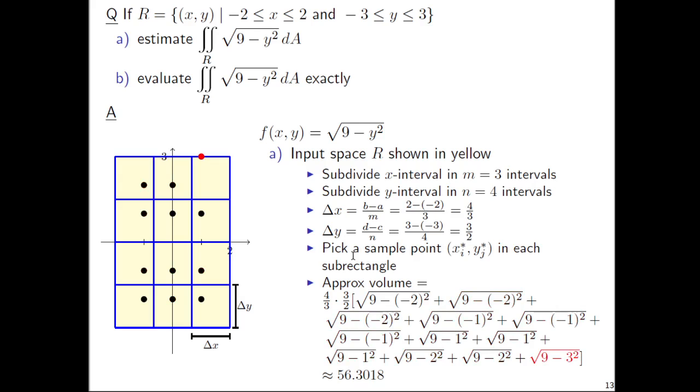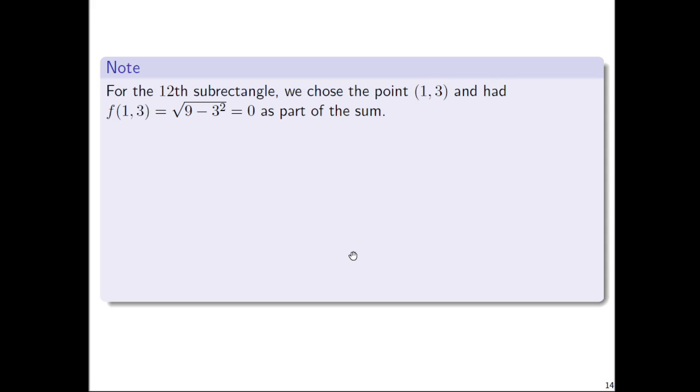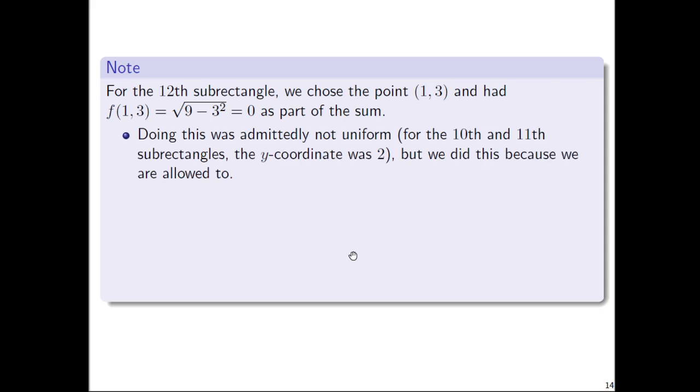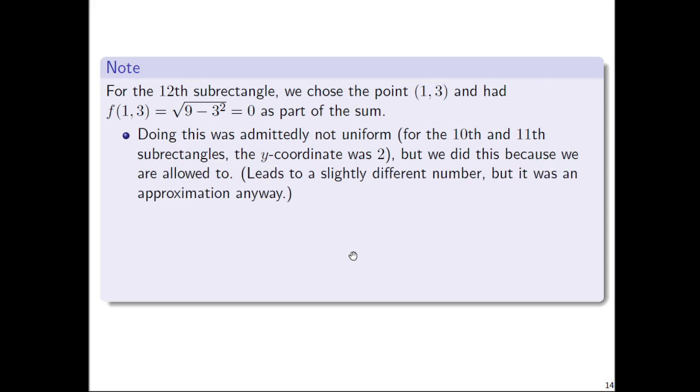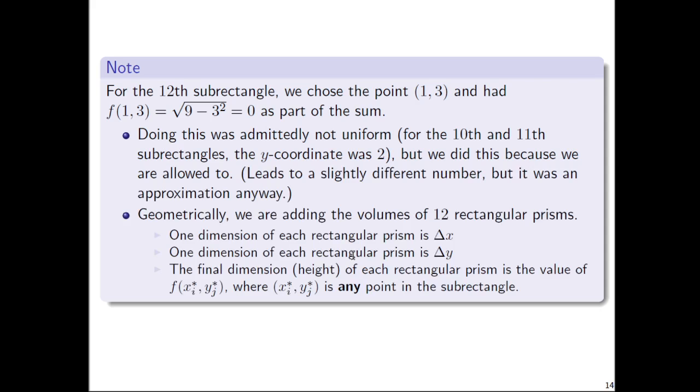And then that last one, I know it's funky. We just happened to pick a point that wasn't right in the middle of that little mini rectangle. It was kind of right on the edge. Why not? For the 12th subrectangle, we chose the point (1, 3) and f(1, 3) was equal to 0 as part of the sum. That didn't really add anything to the sum, did it? Doing this was admittedly not uniform, because for the 10th and 11th subrectangles, the y-coordinate was 2 instead of 3. But we just did this to illustrate that we're allowed to make that choice. It leads to a slightly different number, but it was an approximation anyway.